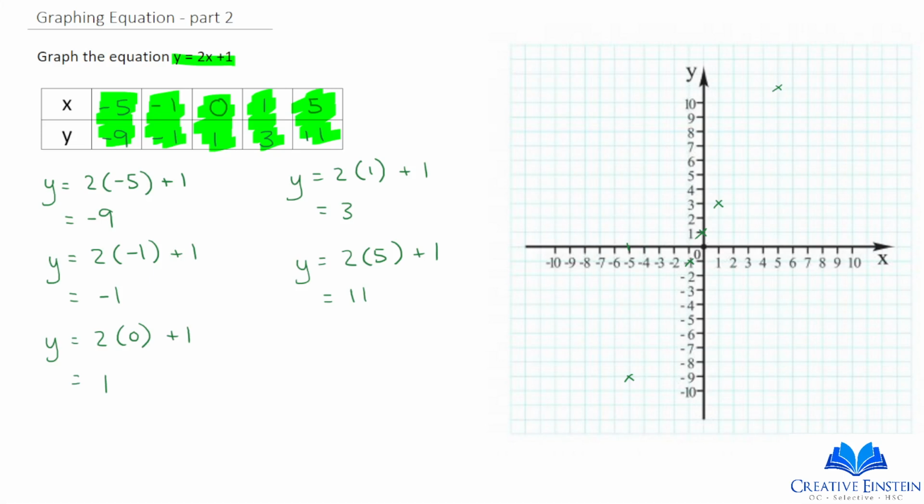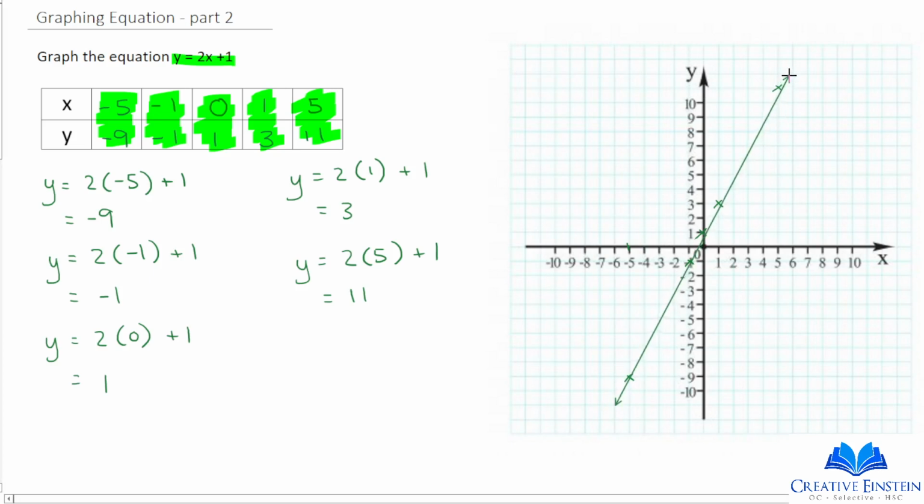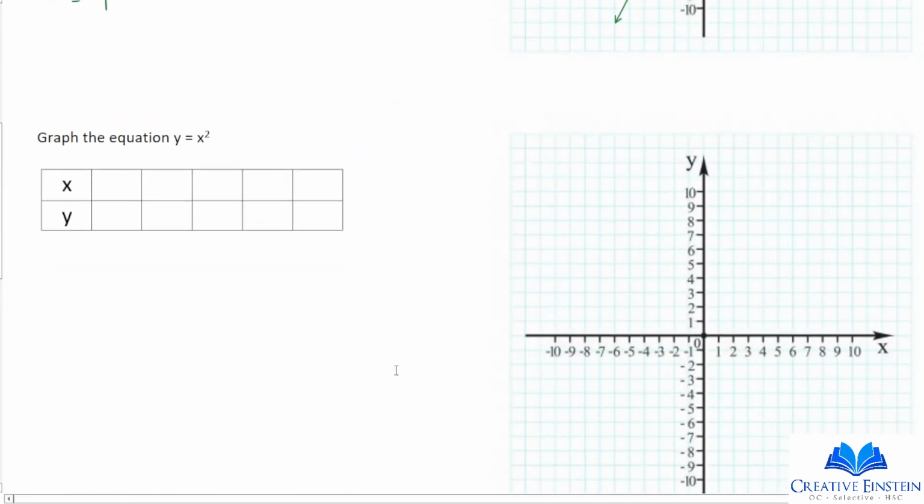Okay, now that we have our points, remember we need to do our line using a pencil and a ruler, and don't forget to put the arrows at the end. And there we go. This is the graph for y equals 2x plus 1. Okay, we'll do one more example. This next one's a bit more difficult.